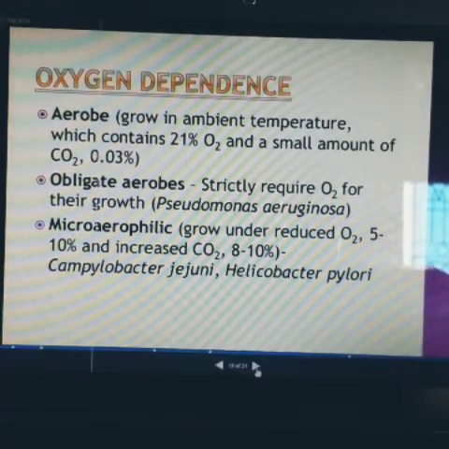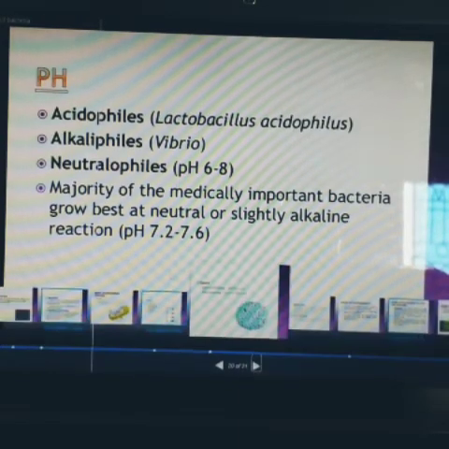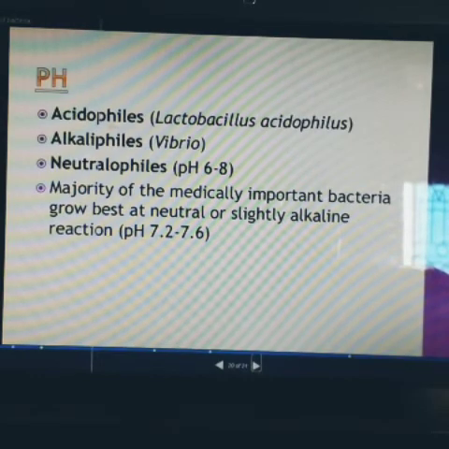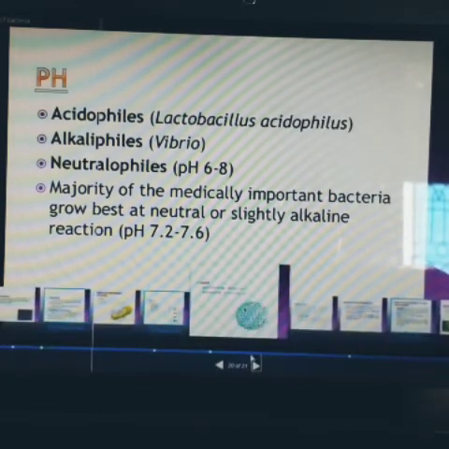And next, in bacterial classification, the pH content. Acidophilic, for example Lactobacillus; alkaliphilic, for example Vibrio; and neutrophilic, pH 8 to 9. These are medically important bacteria, so you should identify them. Keep it in your mind, my dear students.